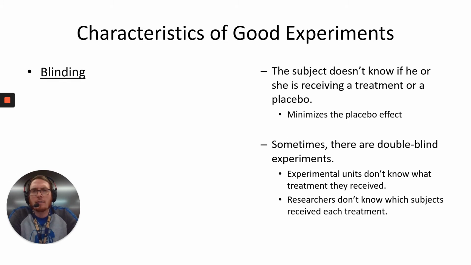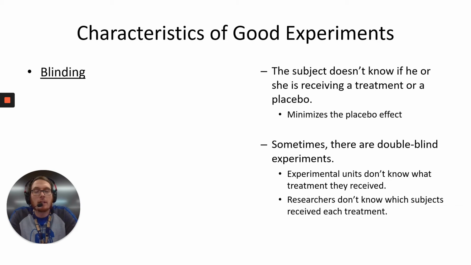The next characteristic of a good experiment is what's known as blinding. If you think about blinding, it's kind of covering your eyes so you can't see. A blinding experiment means the subject doesn't know if they got the treatment or not. The idea would be I give one group a treatment, the other gets a placebo. They don't know which one they got, so everyone thinks they got the treatment. This minimizes what's known as the placebo effect.